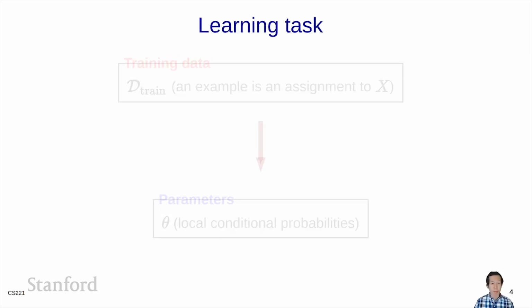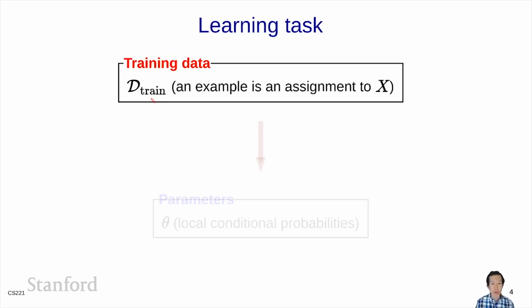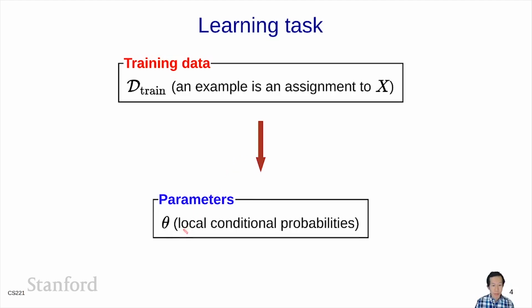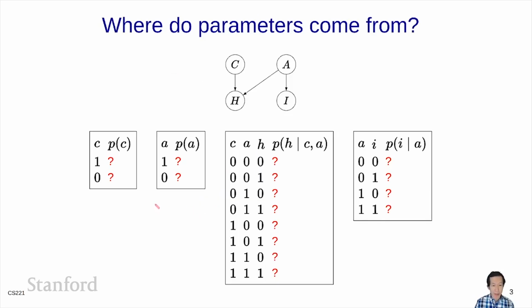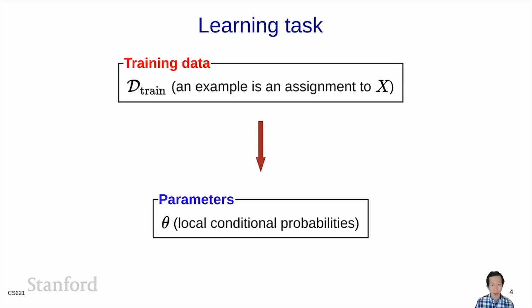So let's try to learn them. So again, in all learning tasks, we start with the data. So in this case, the training data is going to include examples where each example is a complete assignment to X. So this is the fully supervised setting, which is the simplest one to start out with. And then the learning algorithm is going to produce parameters. And the parameters are exactly all these red question marks. These are all the local conditional probabilities. So we're going to go through a bunch of examples and then later show a general principle that ties all of them together.